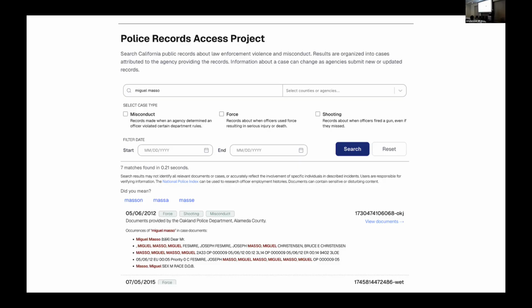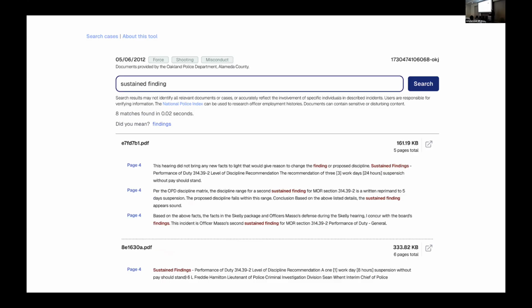It is a pretty straightforward and simple interface. It is primarily based on search. The screenshot you see here is me looking for Miguel Masso in the database, just an open-ended search. You can see I have a handful of case results. And if I click through to those cases, I'm able to search through documents related to that case, again centering the search as the interface.